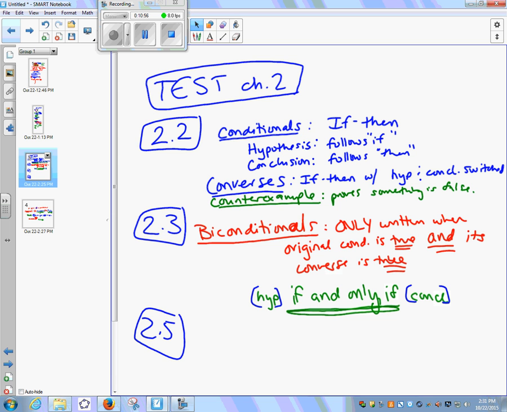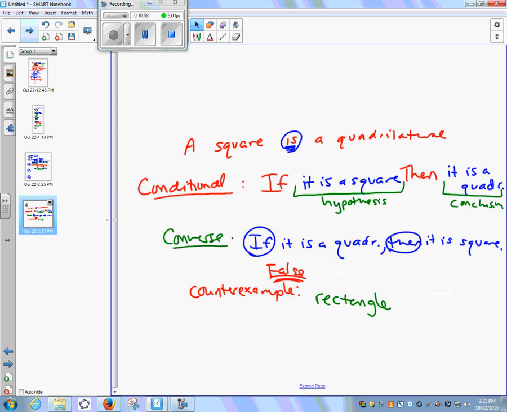So you're not going to be able to write a biconditional for our example here because the converse was false. So you can't write the biconditional. So sometimes you're asked, state this as a conditional, identify the hypothesis, identify the conclusion, write the converse. Now decide, can you write a biconditional or can you give me a counterexample? It's really going to be one or the other.